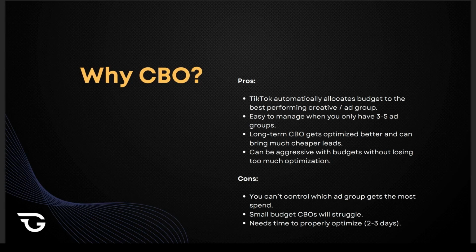This is different to ABOs, where a $2,000 ad group budget isn't ideal. But with CBO, you can easily have a $3,000 or $5,000 campaign budget. That's the main difference. Now, of course, there's also a couple cons to this. You can't control which ad group or creative gets the most spend. And that's one of the main flaws of using CBO. Also, with small budgets, CBOs can struggle. It takes time and budget to optimize properly, which sometimes needs 2 to 3 days. If you only have $50 or $20 a day, I would recommend using ABOs instead.